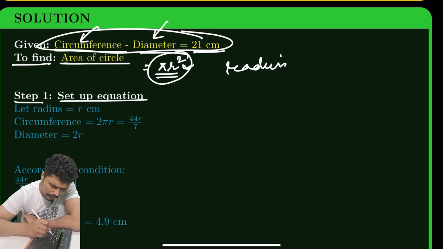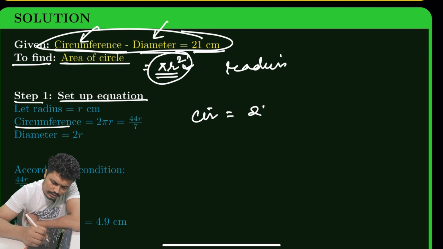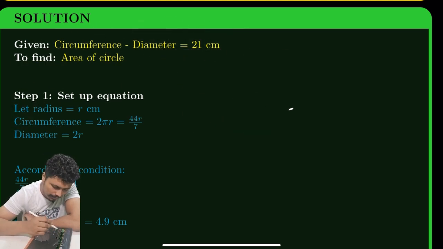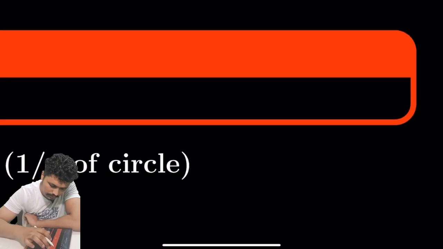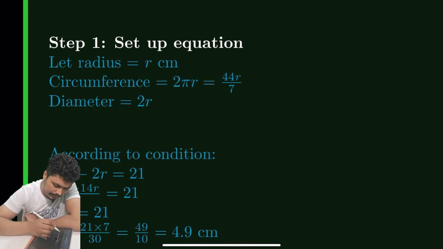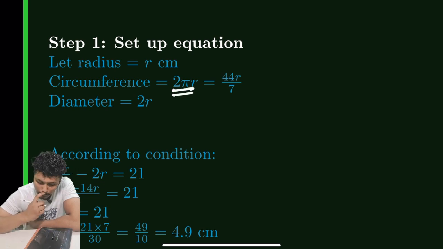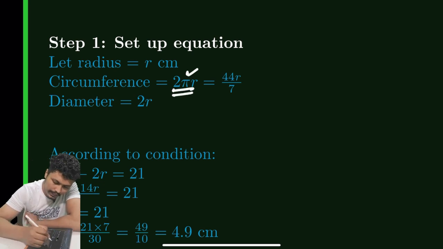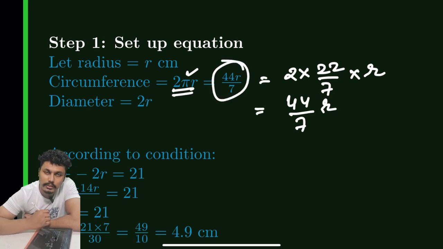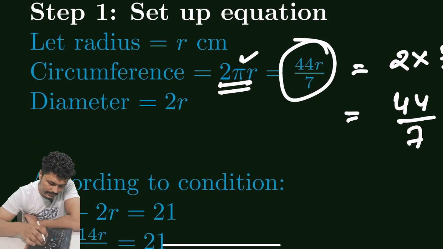Third is circumference. What is the formula for circumference? Circumference is 2 pi r. So written here, circumference formula is 2 pi r. Or instead of pi, I can put 2 into 22 by 7 into r. So 2 into 22 is 44 by 7 r. So we got 44 by 7 r. I hope you can see this.